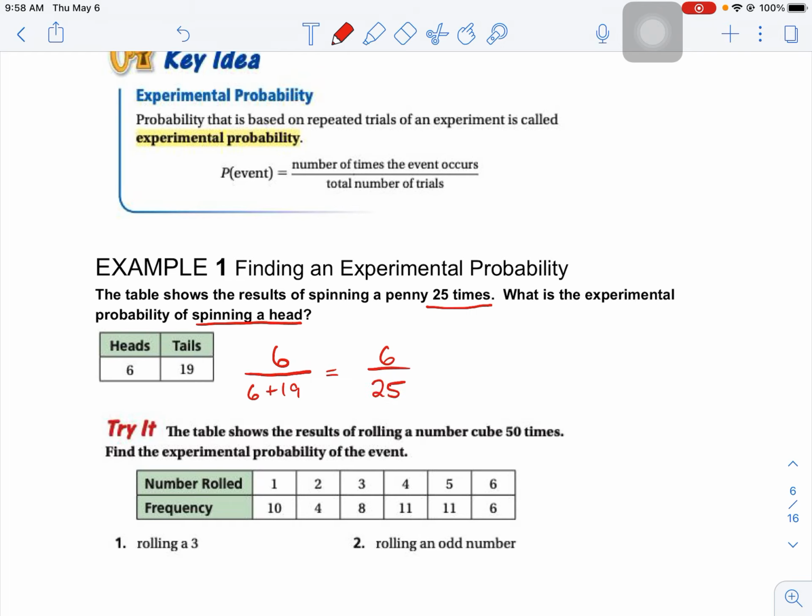Okay, so to figure out what this probability means a little bit more, it's helpful to change this to a percent. So we can change the denominator to 100, so that we have a better understanding of what this means. So I can do that by multiplying by 4, which would give me 24 over 100, or 24% of the time.